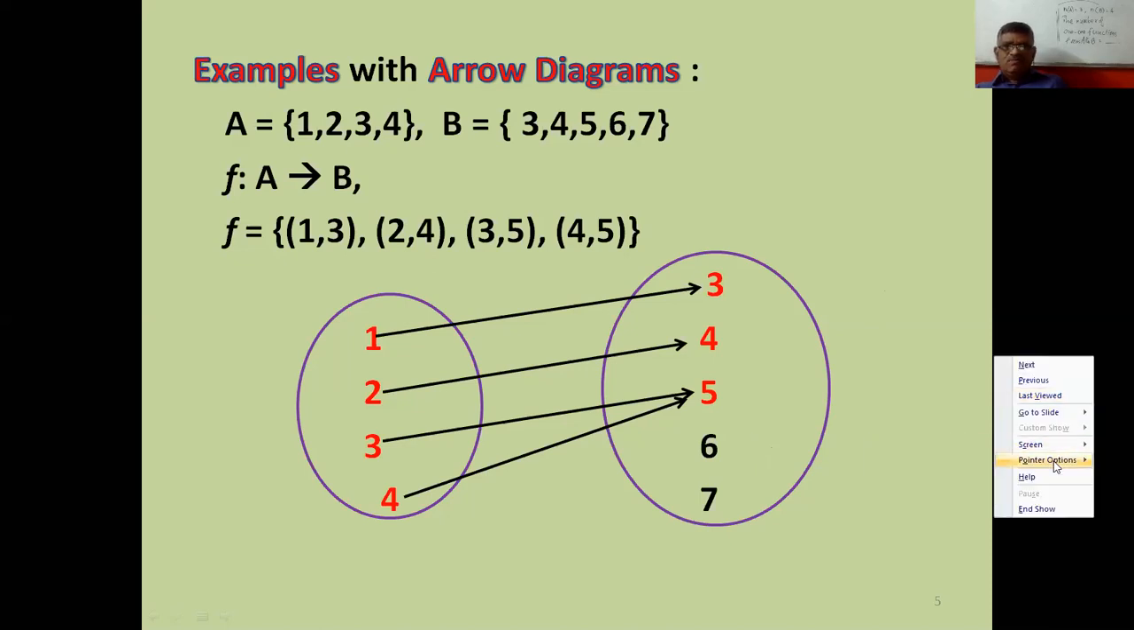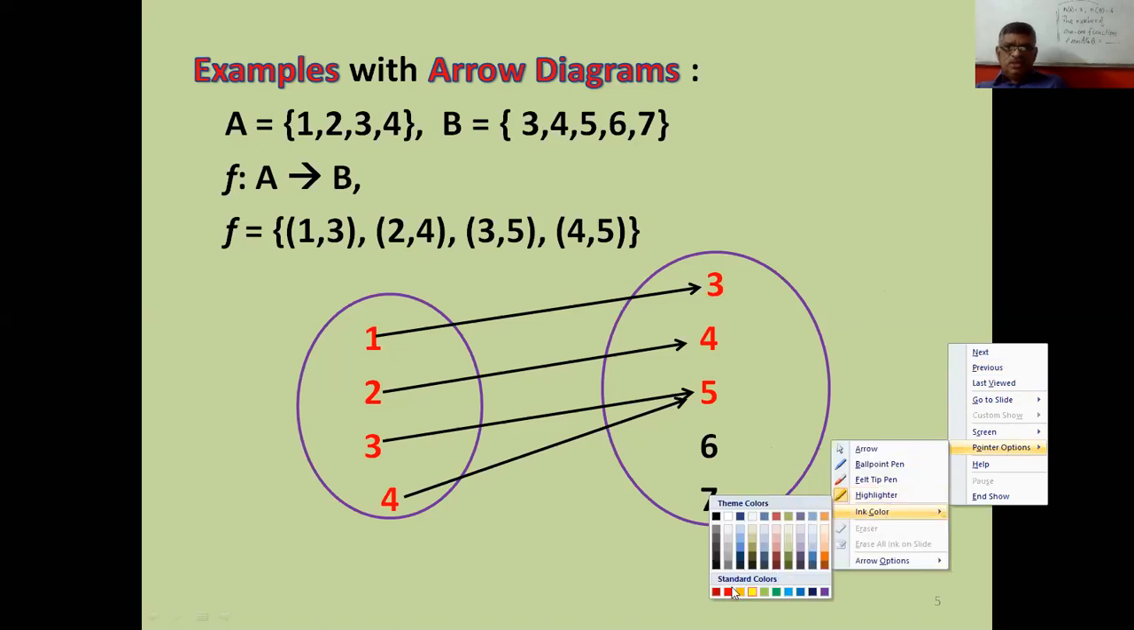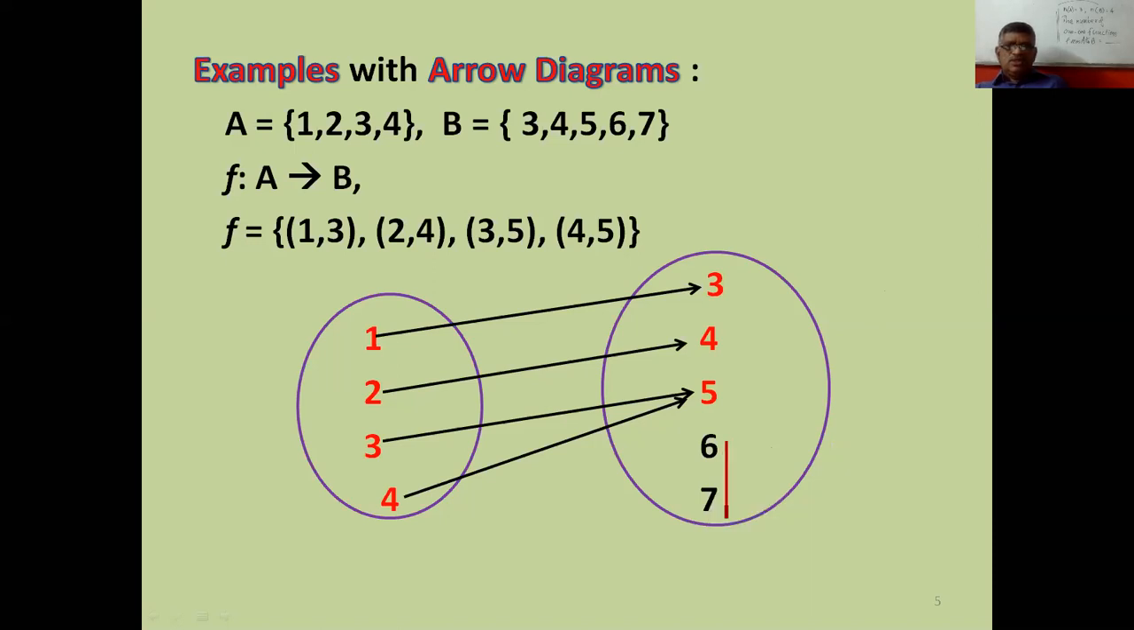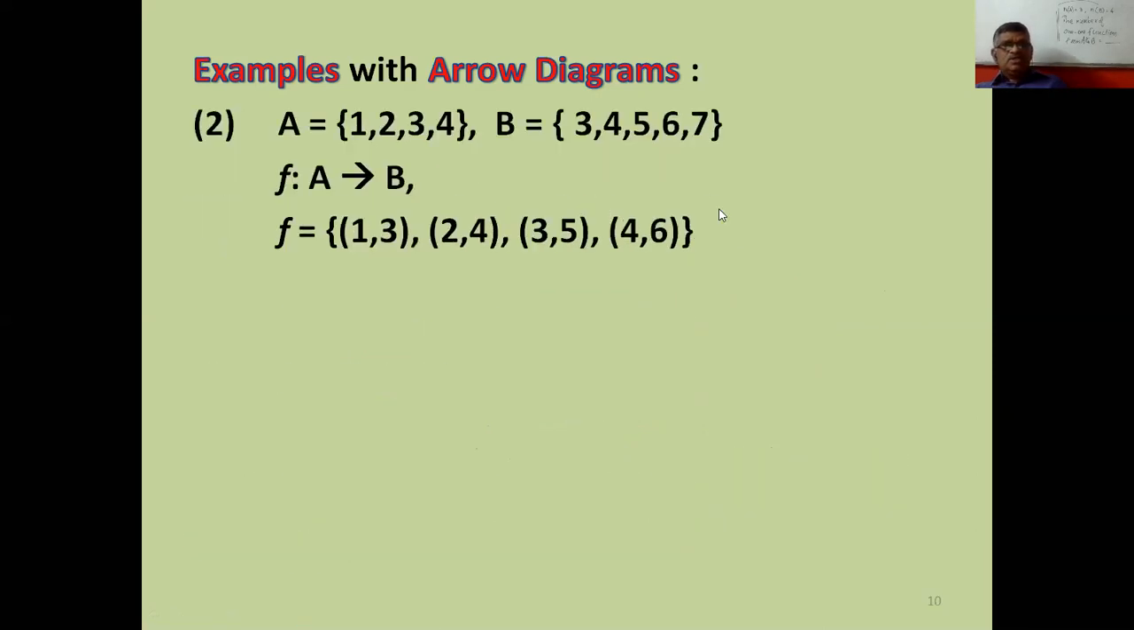It is neither 1-1 nor onto. It is not 1-1 because 2 elements have the same image, that is, 3 and 4 have the same image. It is not onto because 6 and 7 have no pre-image. So it is neither 1-1 nor onto. It is many one and into. Right? Many one and into.